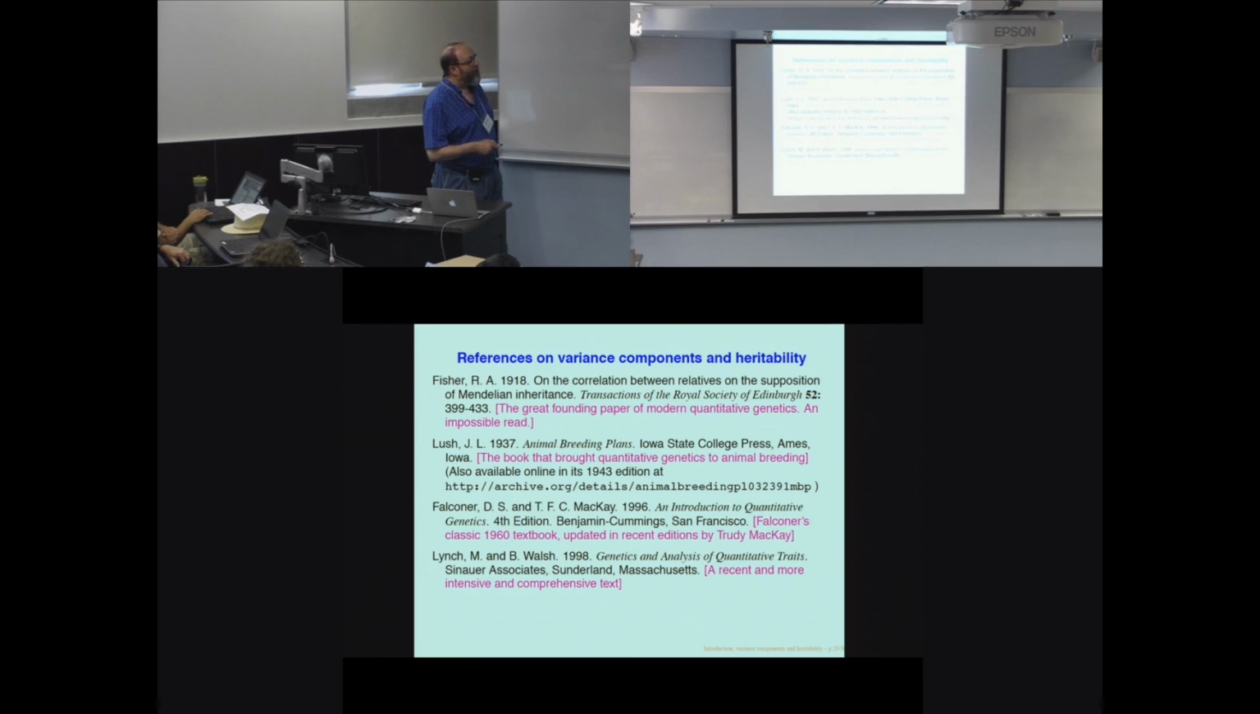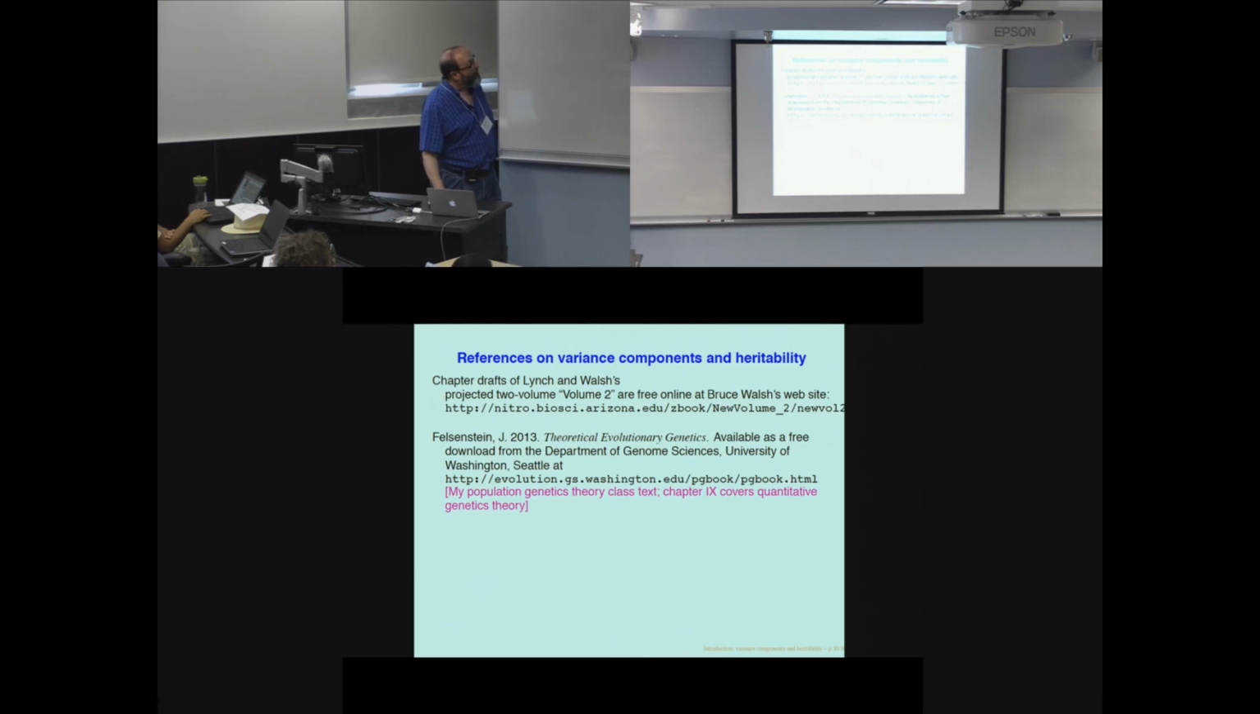Douglas Falconer's classic 1960 text, which has been kept updated, and it's gone to 4 editions with Trudy Mackay as co-author. We can discuss later whether she's Mackay or Mackay. And both is the answer. And Michael Lynch and Bruce Walsh have written a new book on that starting in 1998, Genetics and Analysis of Quantitative Traits. What I have to say about both of these books is, if you seek insight, you will find it in either of these books.